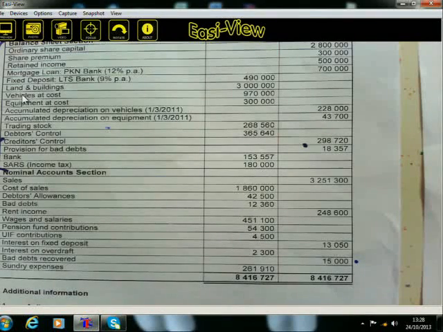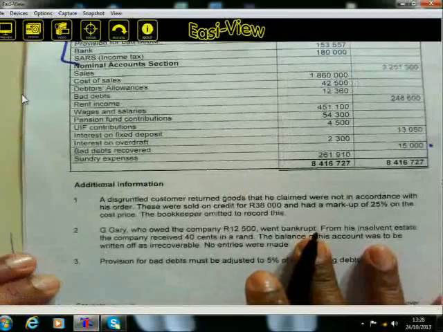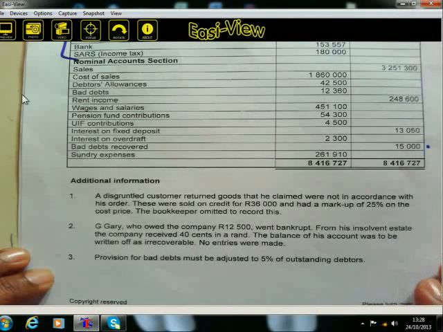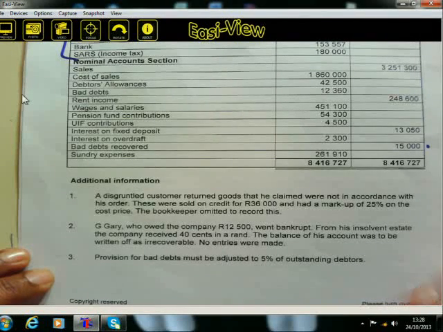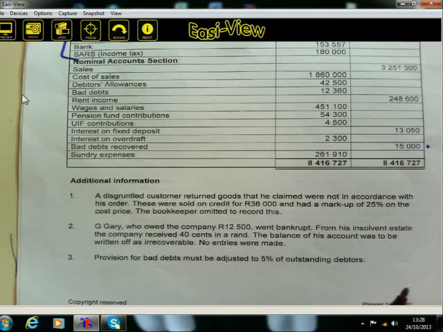We find that the first note says a discarded customer returned goods that he claimed were not in accordance with his order. These were sold on credit for 36,000 and had a markup of 25% on the cost price. The bookkeeper omitted to record this. This one is all about the returns of a business. It will affect the debtors' allowances, and we want to do the trade and other payables.